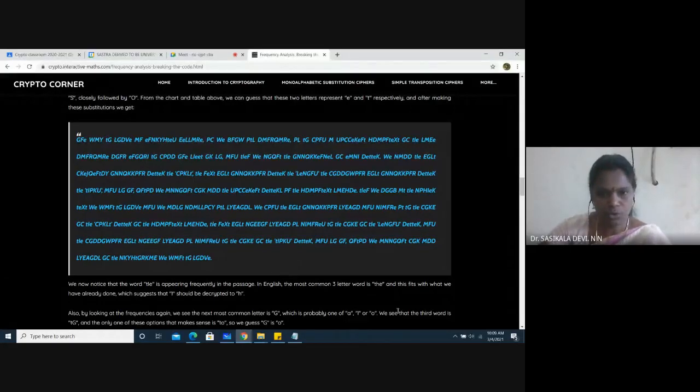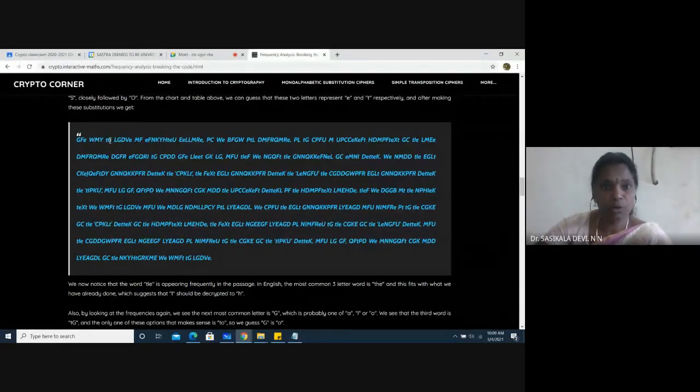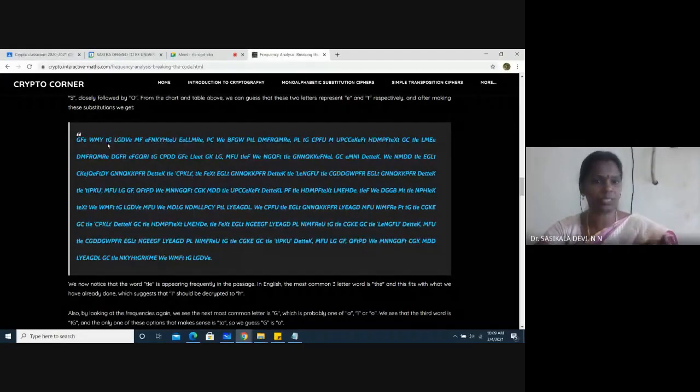So you can also use frequency analysis, the frequency of occurrence of the same character again. G is to be replaced by O. Wherever there is G, you can replace it by O. So this G is also replaced by O, and this G is also replaced by O, because each character is replaced by one specific character.